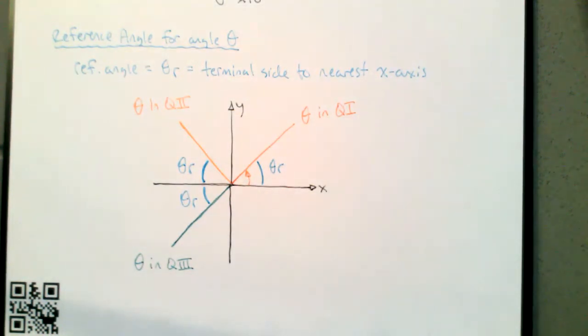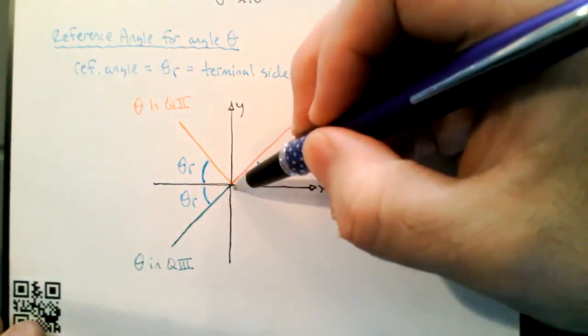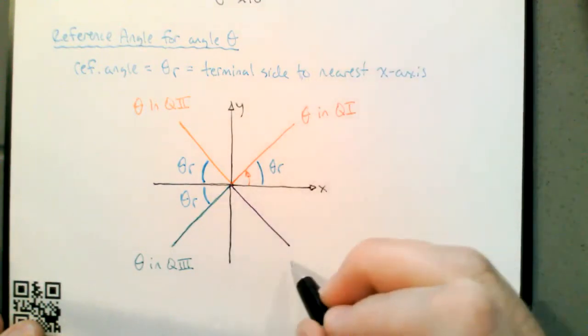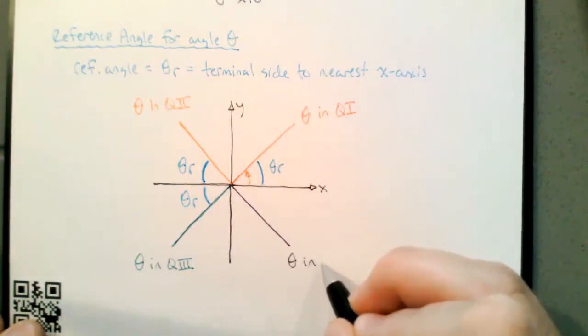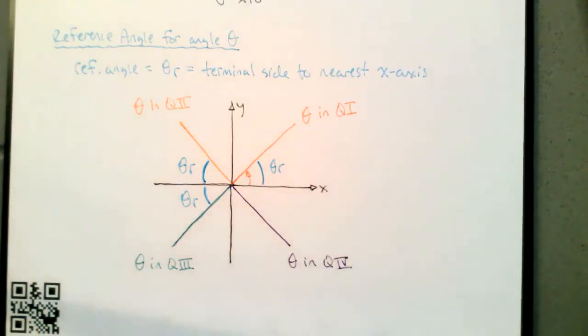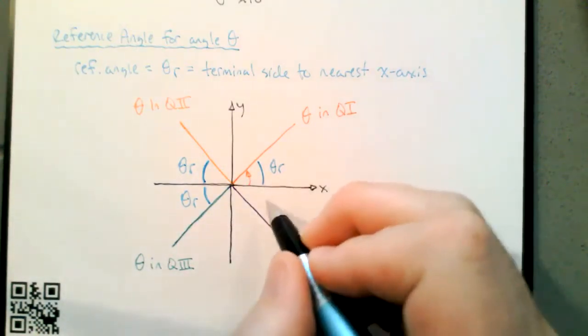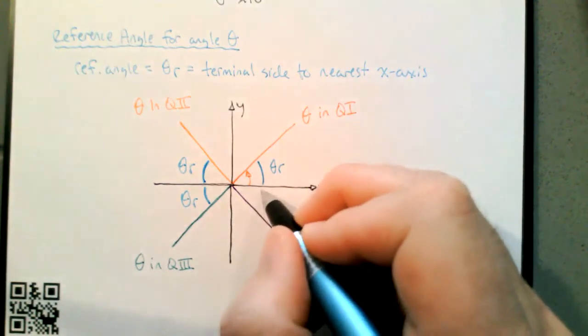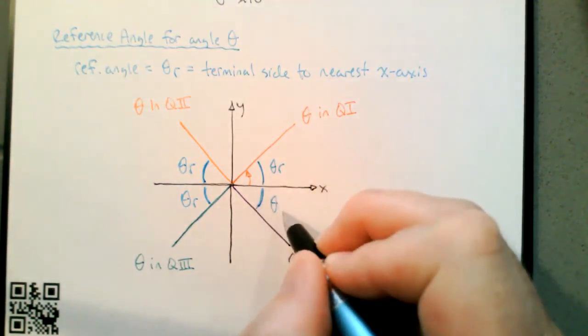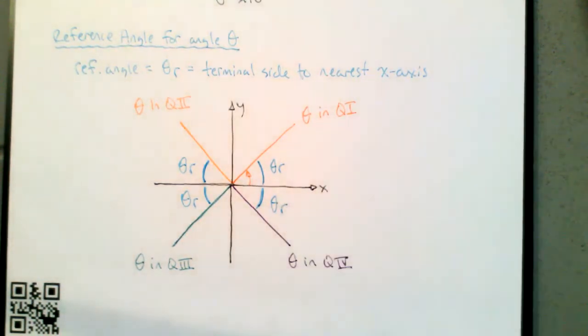Finally, if we have theta in the fourth quadrant, we measure the reference angle from the terminal side to the nearest x-axis. So that'll be the positive x-axis in the fourth quadrant. That's where we would draw theta r.